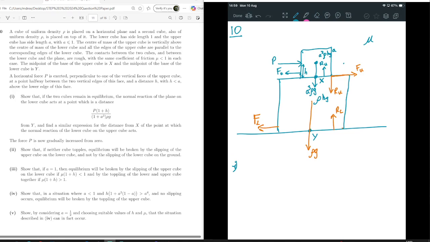which already goes against one of the things I've said, that if we're not toppling, we're in contact on all the surface, it doesn't really matter where that force is actually acting. It's a bit odd, but we'll go with it for now. So we want to try and find the normal reaction force on the lower cube acts at a point which is at that distance.